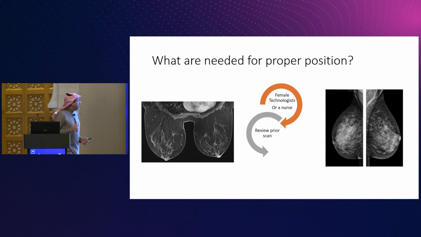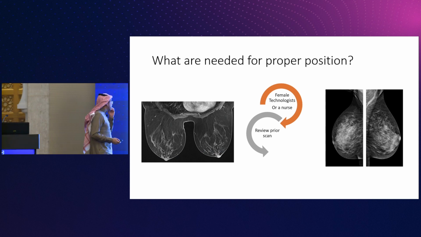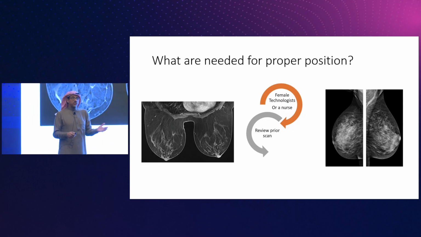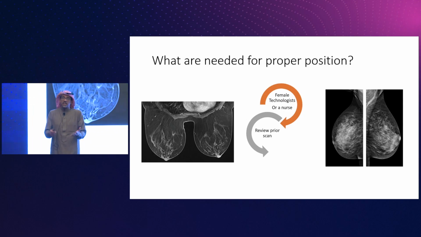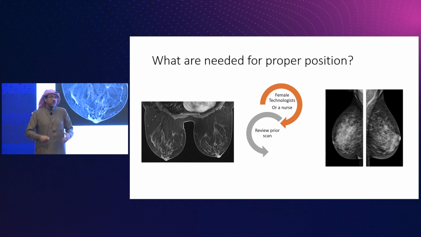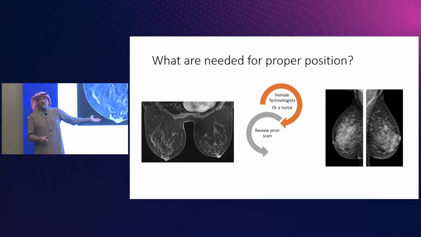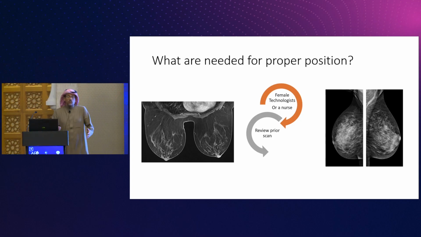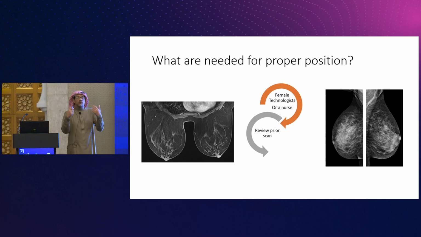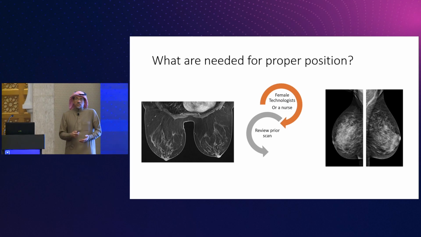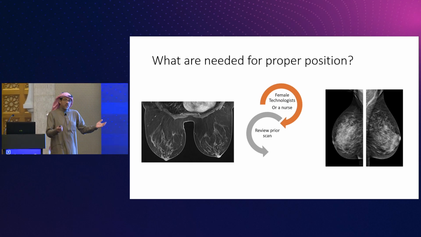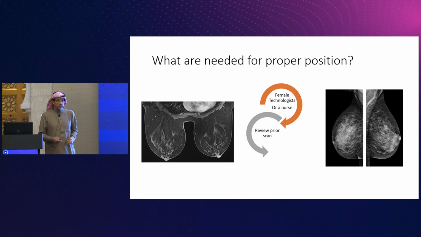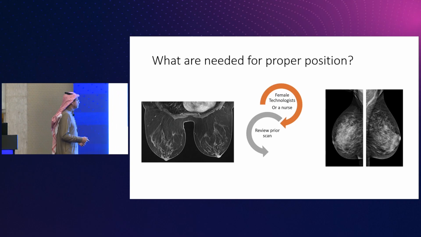And the second one is to review prior scan. If there is a mammo, just read it. Just see what the doctor said about it if it is the first time. If it is a follow-up, just have a look at the old scan. While the female tech or the nurse is positioning the patient, go to the computer and check her previous imaging history.